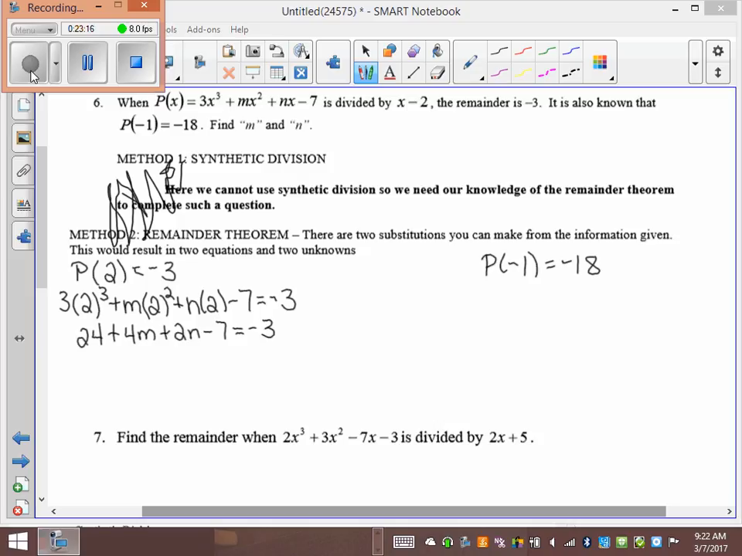Then just keep the m and n on the left-hand side, just like you did the k, but you can't solve for them, and then move everything that doesn't have the m and n to the other side. So 24 minus 7 is what? 17. It's a positive 17, so we're going to subtract 17 over here and get rid of those. So we get 4m plus 2n equals negative 20, and then I box it. And we're going to do the same with the other one.